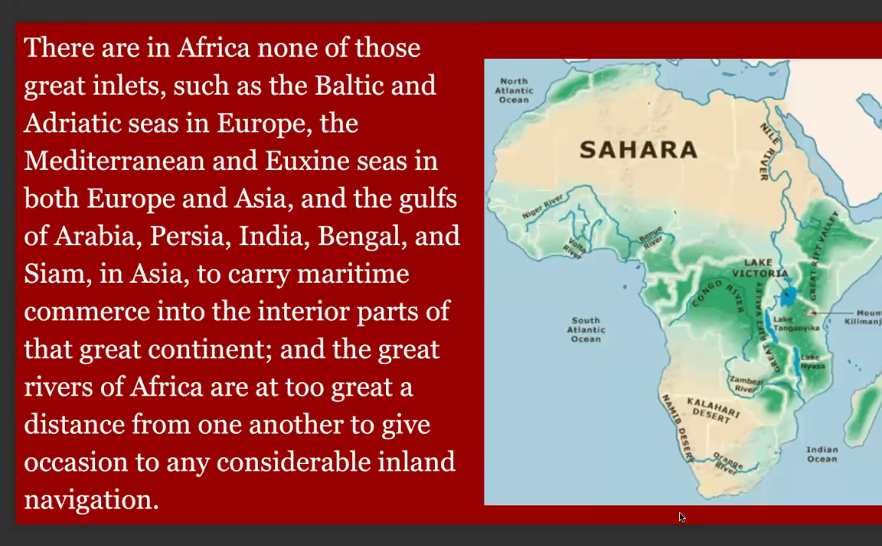So that explains, according to Smith, why in Africa, where you don't have these great inlets, such as the Baltic and the Adriatic seas in Europe, and the Mediterranean and Euxine seas in both Europe and Asia, and the Gulfs of Arabia, Persia, India, Bengal, and Siam in Asia. So all of the great rivers in Europe and Asia carry maritime commerce into the interior parts of that great continent. And the great rivers of Africa are at too great a distance from one another to give any occasion to considerable inland navigation.